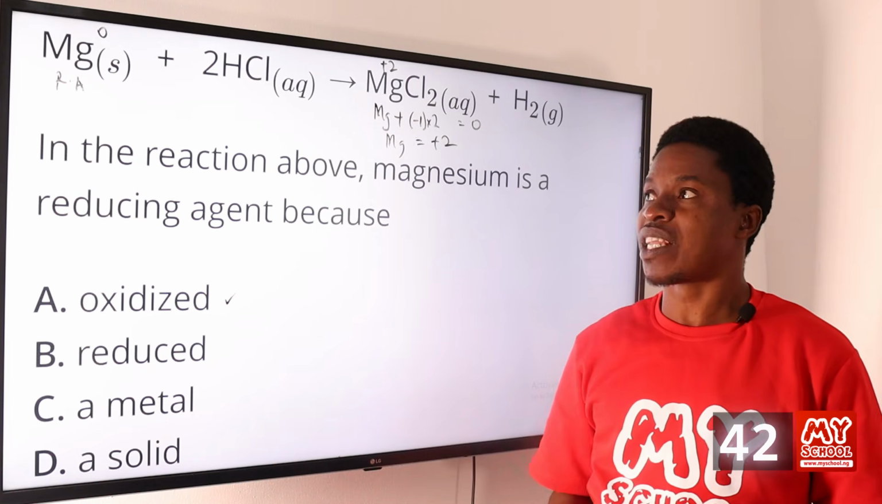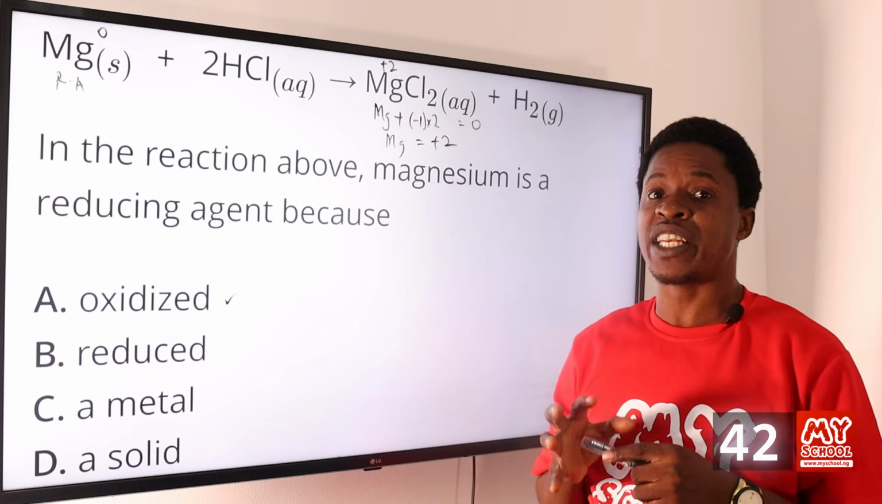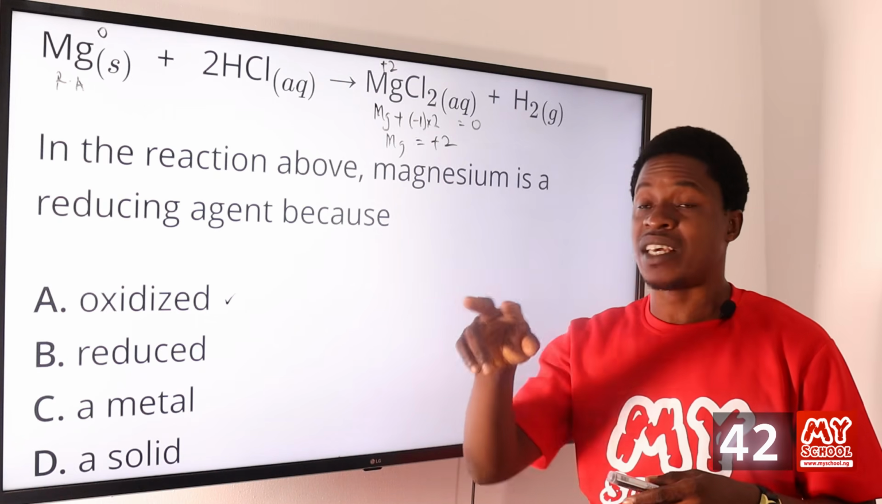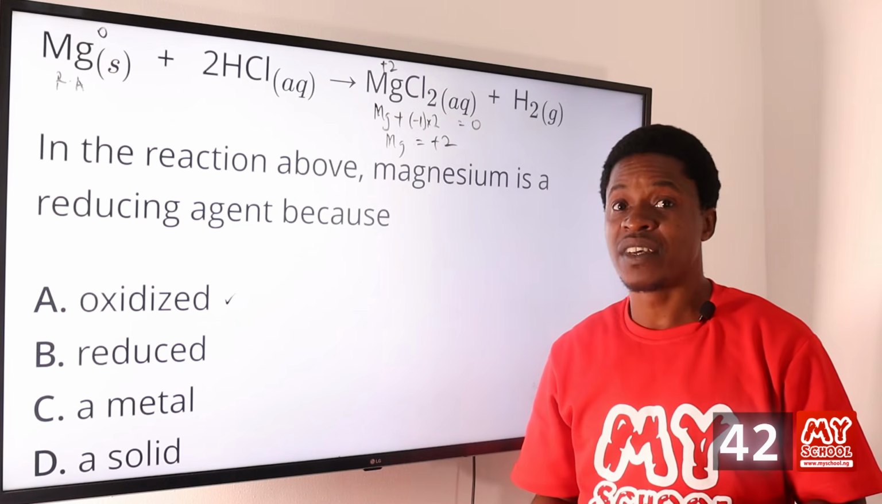It is not because it's a metal, because we have some metals that can also act as oxidizing agent depending on the type of reaction, especially when you have two metals reacting together. So one can act as reducing agent. So it's not because it's a metal, that is why we have it as that.